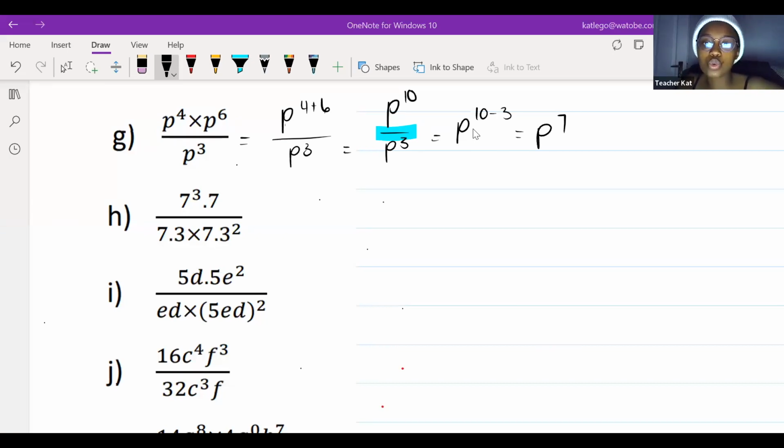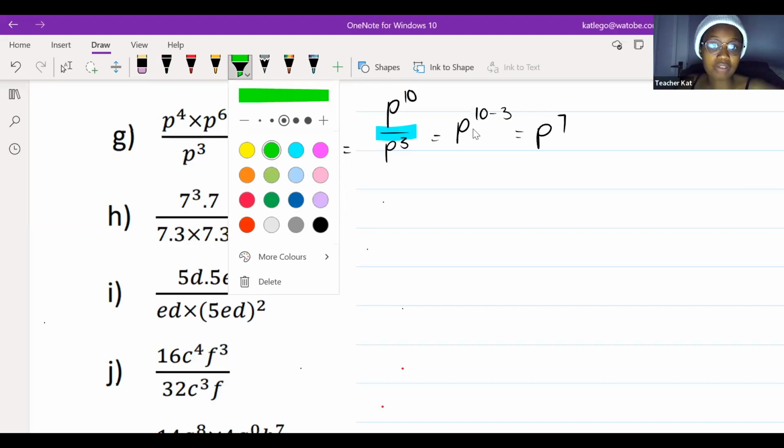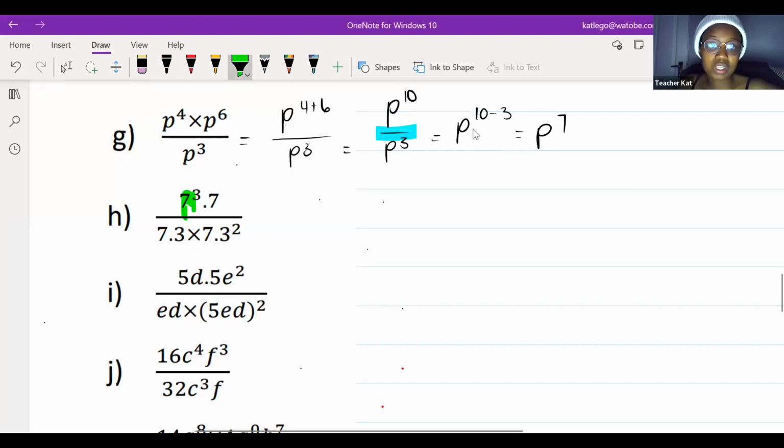In H, we have 2 different bases. So we have to deal with the 7 independently, and we have to deal with 3 independently. So now let's do that. Remember, 7 is a number, it's a base on its own. So we're going to have 7 cubed times 7 divided by 7 divided by another 7. Or you can simplify the numerator and the denominator, then you simplify the whole sum. I recommend you do that.